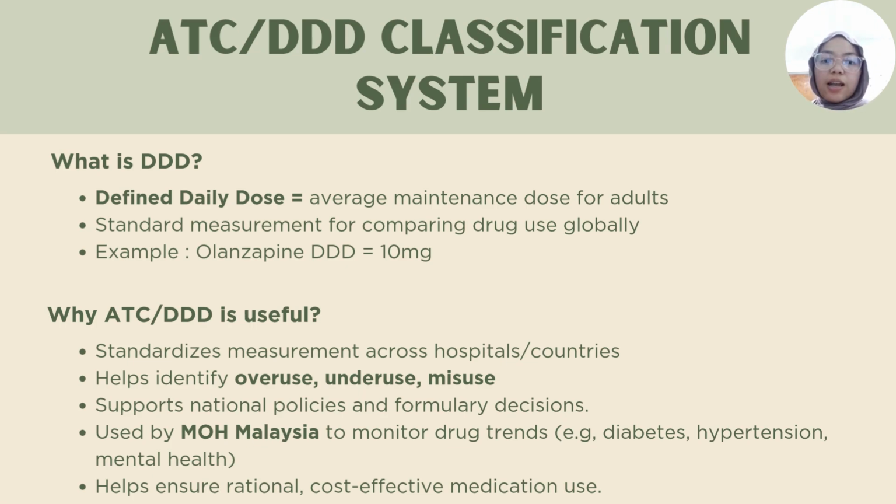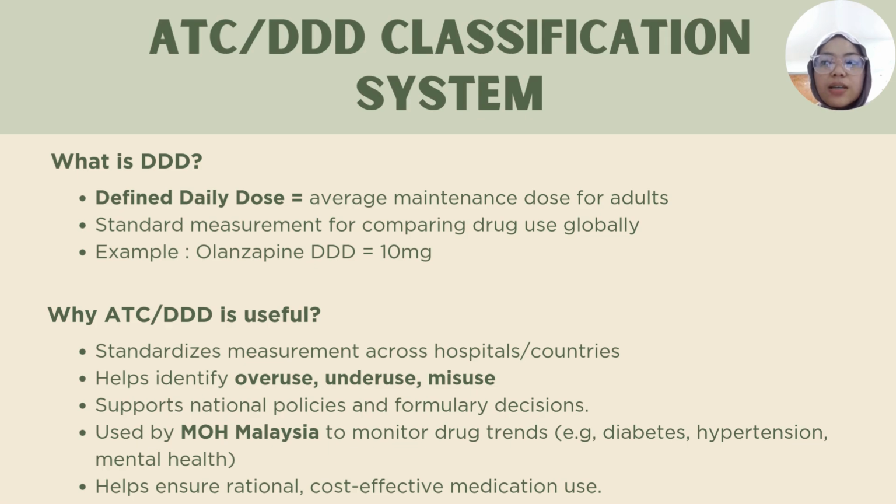So this means that when researchers calculate olanzapine usage, they convert everything to this standard 10 mg unit. So even if the hospital uses different tablet strengths like 5 mg or 20 mg. So why is this very useful? Because different hospitals and countries use different brands, different doses, and different strengths. So if we measure the drug using DDD, everything becomes standardized. Then we can compare medication use between hospitals, states, and even between countries.